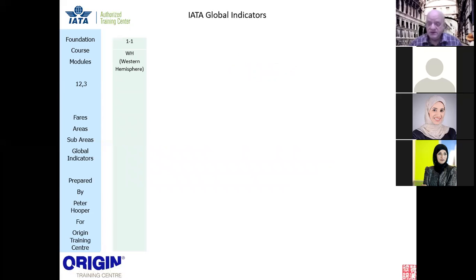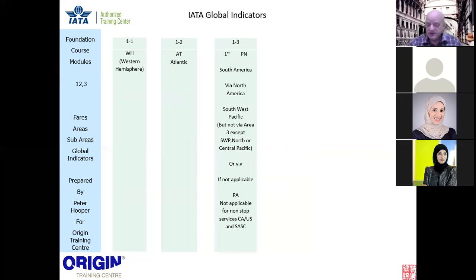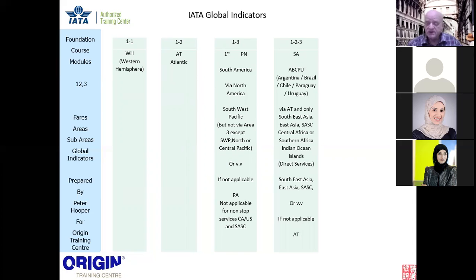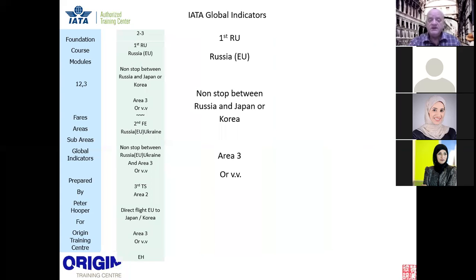So some easy ones. Area 1, Western Hemisphere. Done, finished. Area 1 to 2, or 2 to 1, you have crossed an ocean, the Atlantic Ocean. We're going to skip the Pacific ones and the South Atlantic ones because I want to do that separately. Area 2 to 2, and Area 3 to 3, EH. So there's 4 simple ones: 1 to 1, WH. 2 to 2, EH. 3 to 3, EH. 1 to 2, 2 to 1, AT. Done, finished. Where it does get a bit more complicated is the area 2 to 3s.